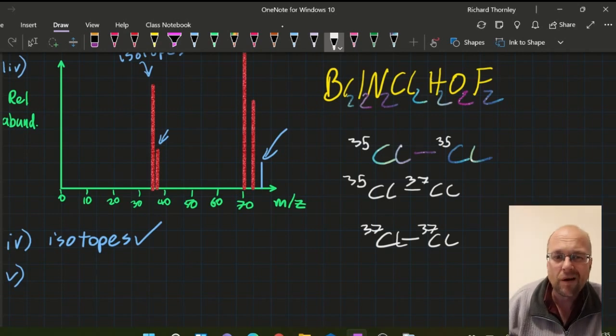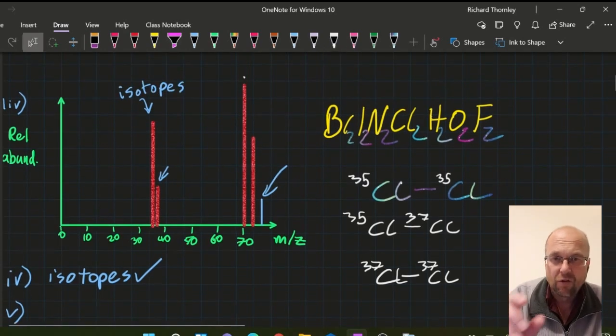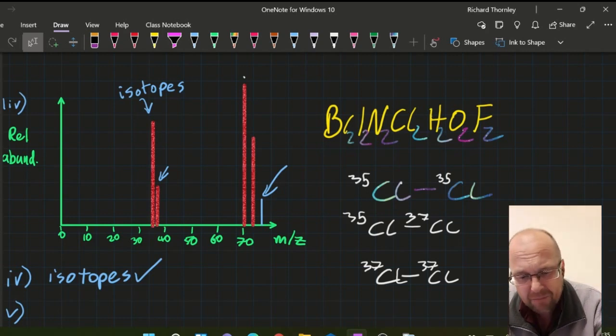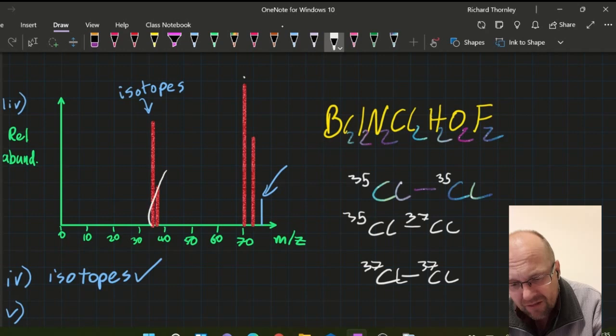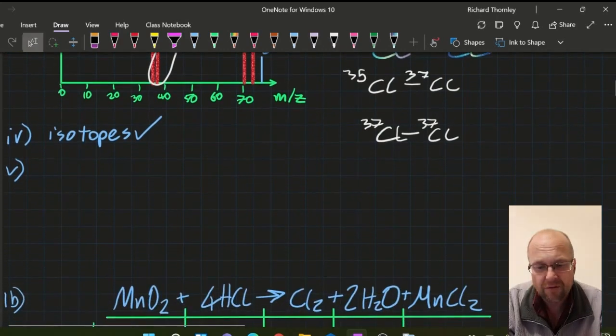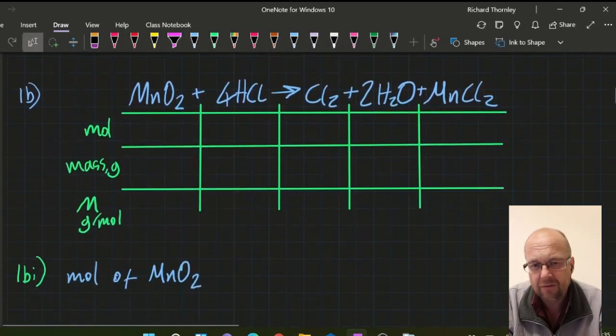And then they want to know, well, why is it so small? Well, it's so small because chlorine 37 is the lowest abundance isotope. Well, how on earth are you supposed to know that? Well, you do have a mass spectrum here, and you can see that 37 is the smallest peak. It's the lowest abundance isotope. So that was your 2 points. One of the hardest questions on SL.